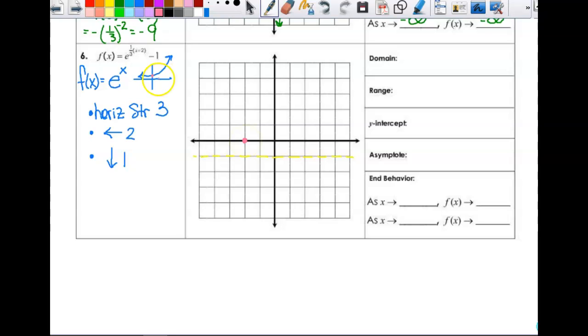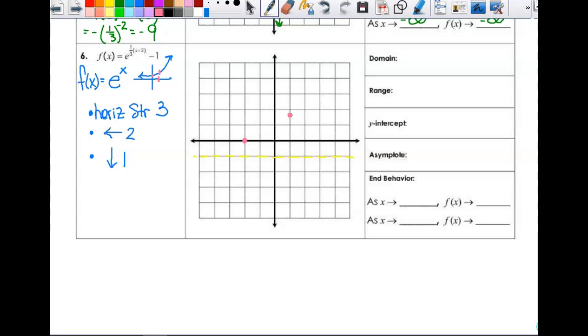Then when x is 1, y is what? About what? 2.7. So I'm going to go to 1, about 2.7. Horizontal stretch by 3, so my x value is 1, it is now 3. Then I move to the left 2 and down 1, and I'm right there.